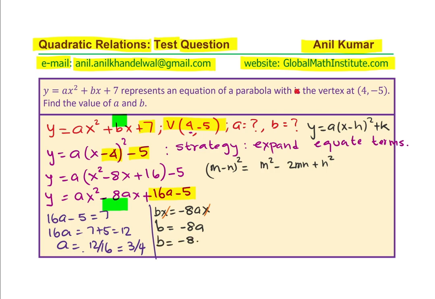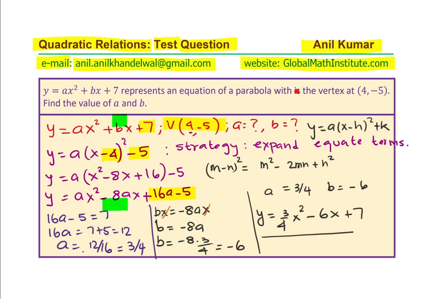So, minus 8 times 3 by 4. And that goes minus 6, right? 24 divided by 4, minus. So, clearly, we have both the terms. a is 3 by 4 for us and b is equal to minus 6. And therefore, we get our equation, which is y equals 3 by 4 x squared minus 6x plus 7. You get the idea. So that is how you could actually get your equation. We'll call this our method 1.